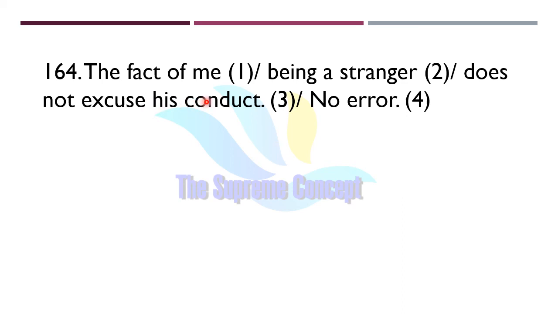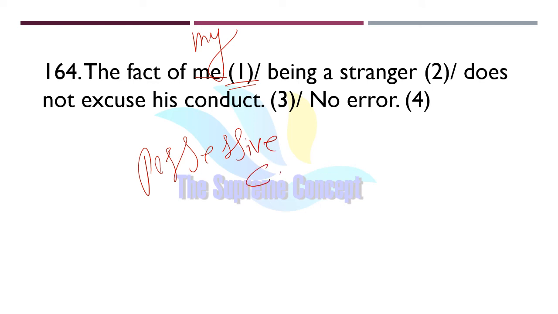The fact of me being a stranger does not excuse his conduct. So find out where exactly the error lies in the sentence. Yes, you are correct. Error lies in part number 1. Instead of the objective form me, we will use the possessive case, that is my. The fact of my being a stranger does not excuse his conduct. We will use the possessive case, that is my, not the objective case.